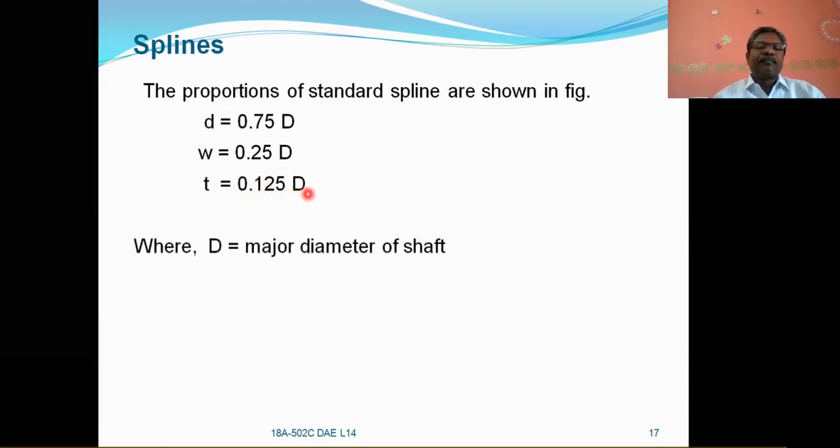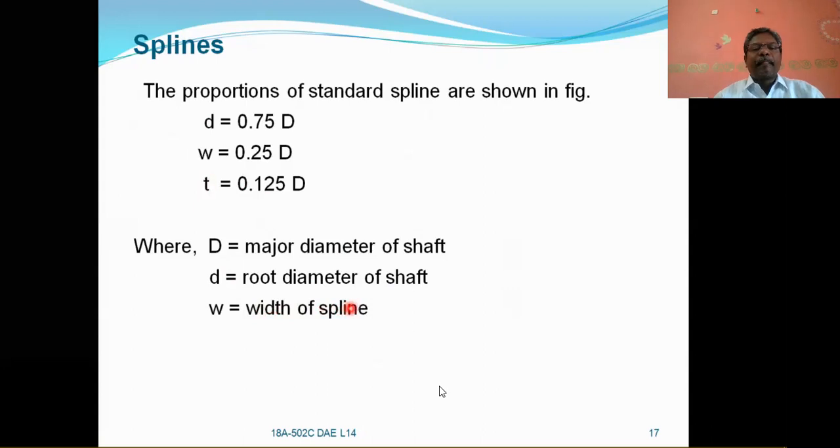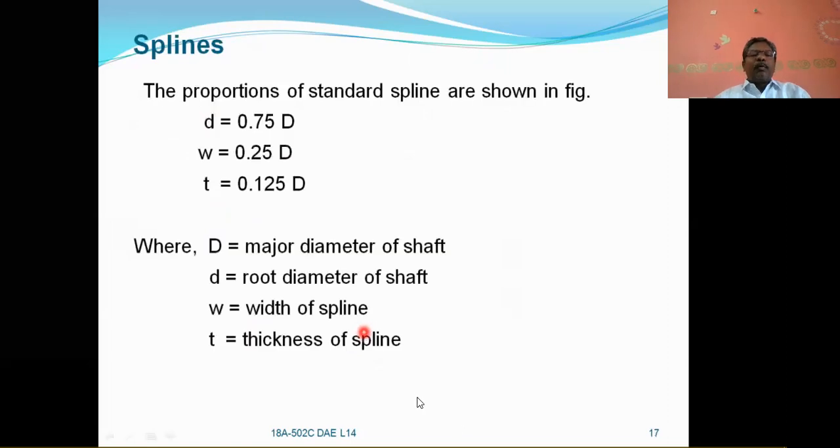D is the major diameter of the shaft, or the larger diameter, and the small d will be the minor diameter or root diameter of the spline shaft. W will be the width of the spline, and T will be the thickness of the spline. So this is all about the splines.